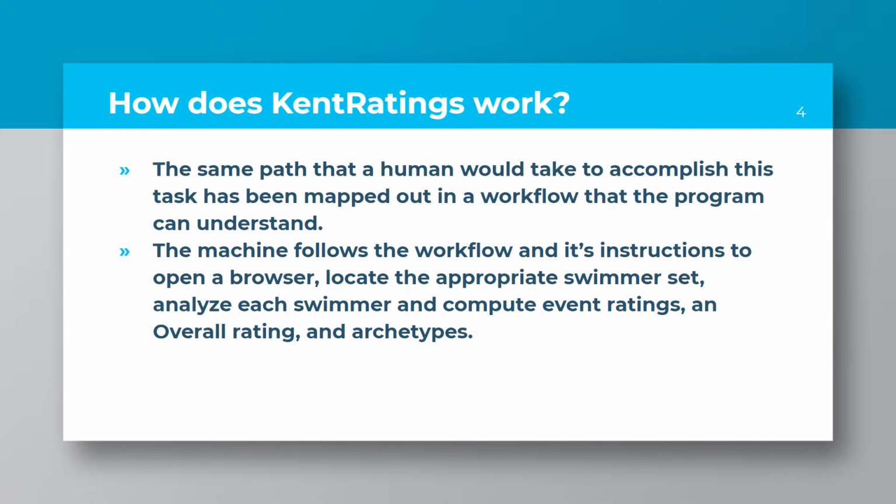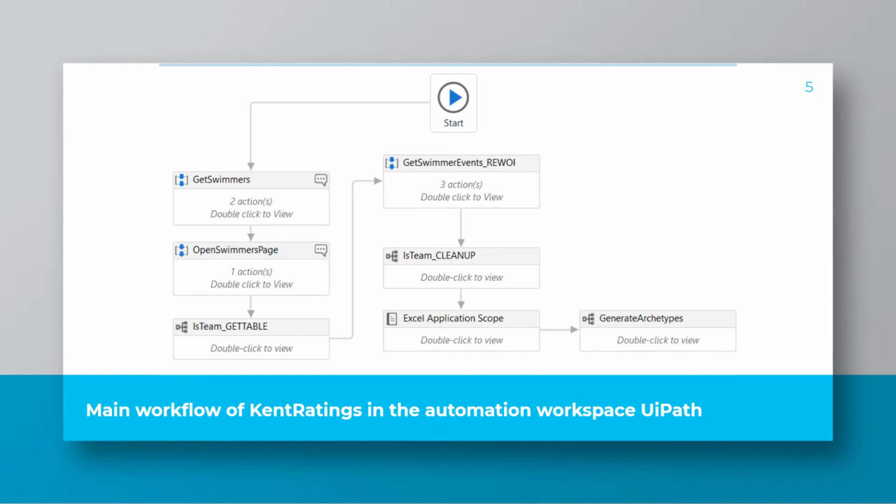I've mapped out the same path that a human would take to accomplish this task in a workflow that the program can understand. The machine recognizes the program's instructions and follows them to open a browser, locate the appropriate swimmer set, analyze each swimmer and compute event ratings, an overall rating, and archetypes. Pictured here is the workflow that the program executes to complete its task. I used a common RPA workspace known as UiPath to plan, develop, and test my project. I'll briefly cover each block so you can get a better understanding of the process.